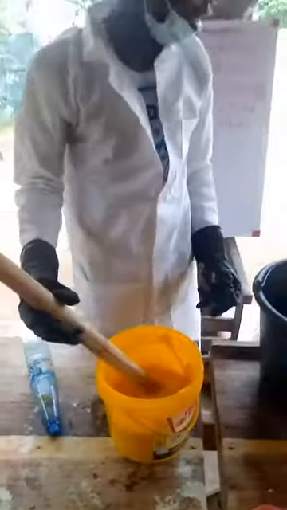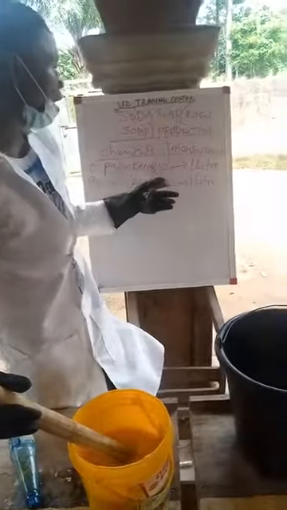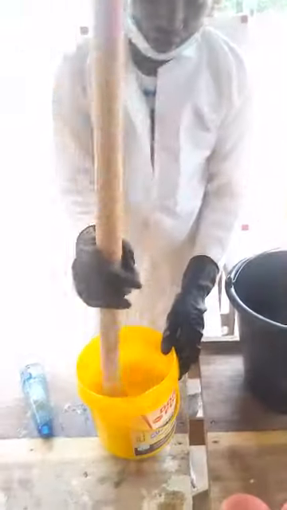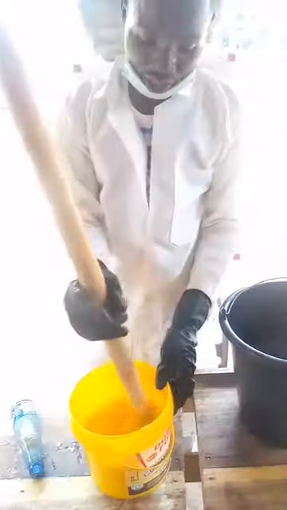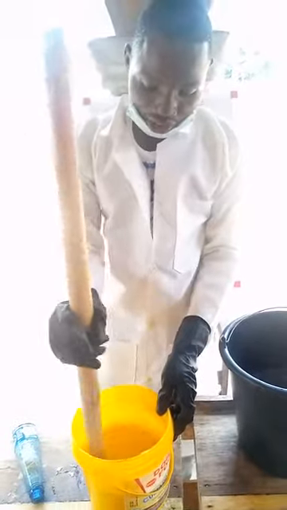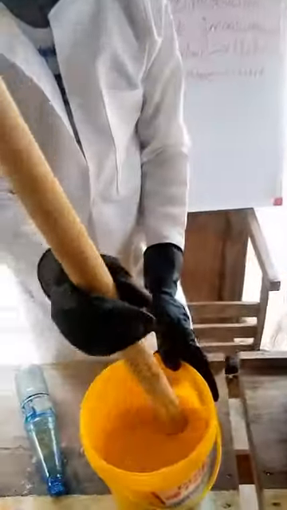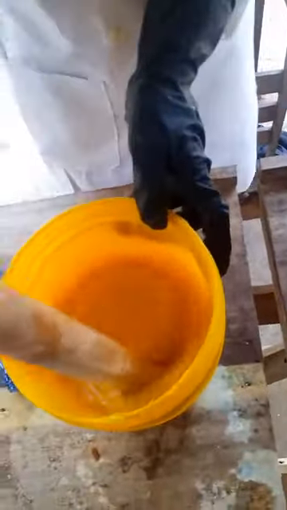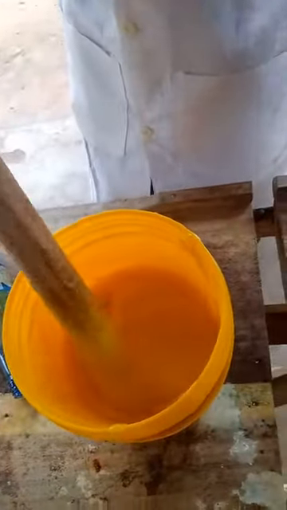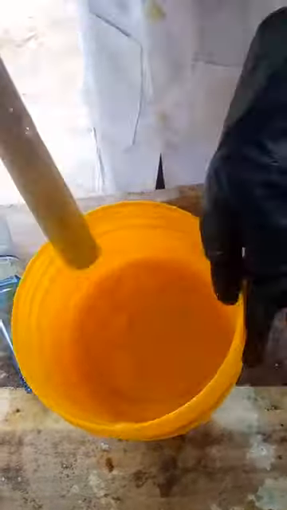Because I don't have bleached palm oil, you can equally use palm kernel oil, but you make sure that the liters of the caustic soda and the oil must be equal. So the next thing now is to mold my soap because it has reached the trace point. The next thing is to pour it into different cups.